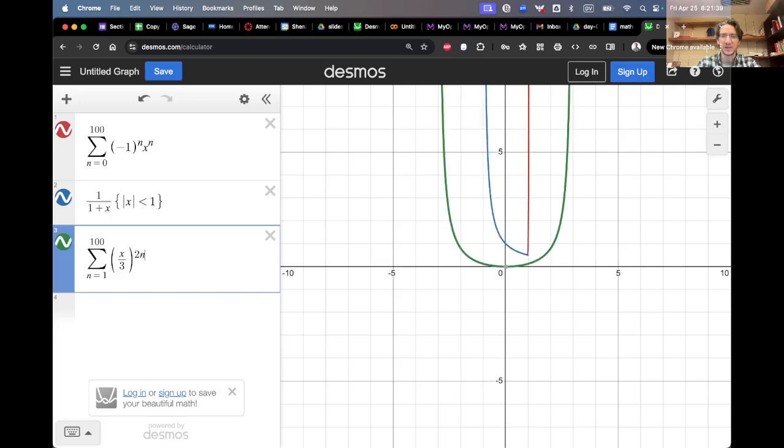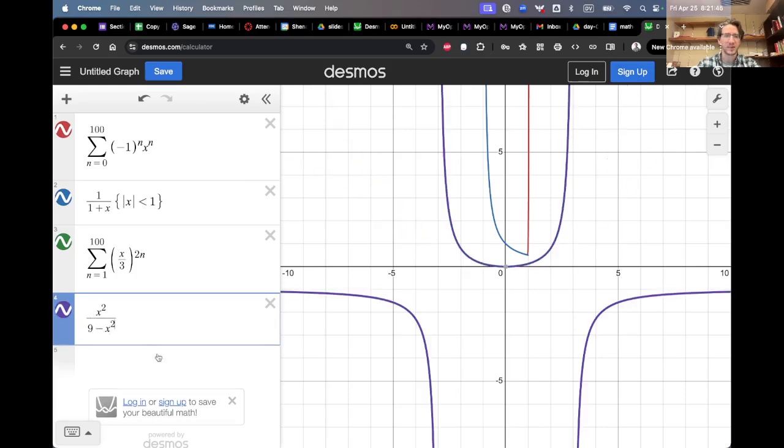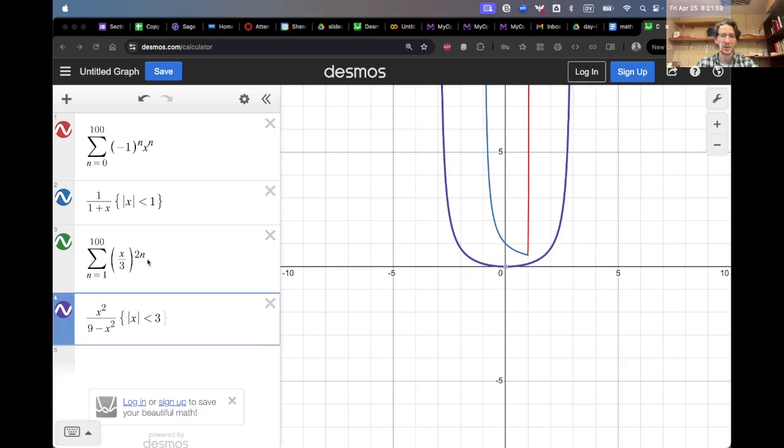To the 2n. Okay. Here's x^2 over 9 minus x^2 for x less than 3. Wow, they perfectly line up. Math is amazing. Okay, so that's how you can use a geometric series to find what function a geometric series is representing, at least on the interval of convergence.